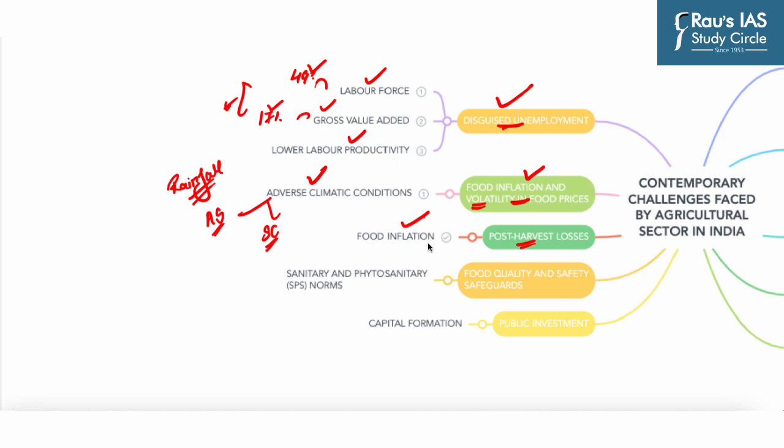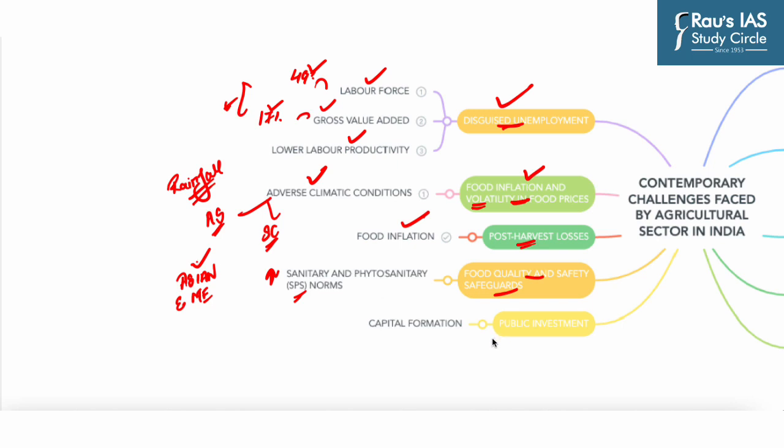And wastage takes place at all levels of the food value chain, starting from the level of farmers to the level of transporters, wholesalers and retailers. Everyone is involved. The next challenge is food quality and safety safeguards. Asian and Middle Eastern countries remain the major destinations for Indian agricultural exports, whereas entry into the markets of the US and European Union has remained a challenge. Why? Due to high sanitary and phytosanitary norms, resulting in high refusal or rejection rates for Indian products.